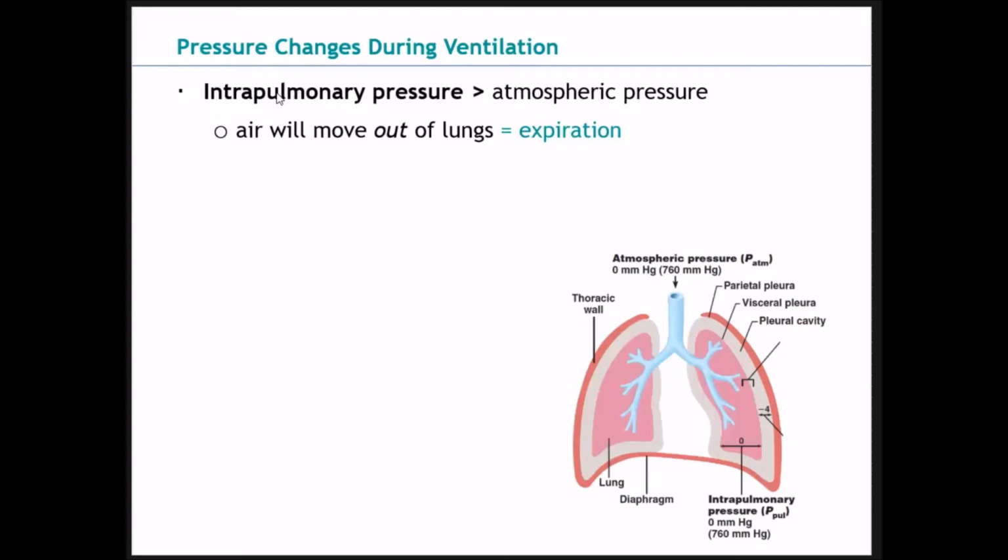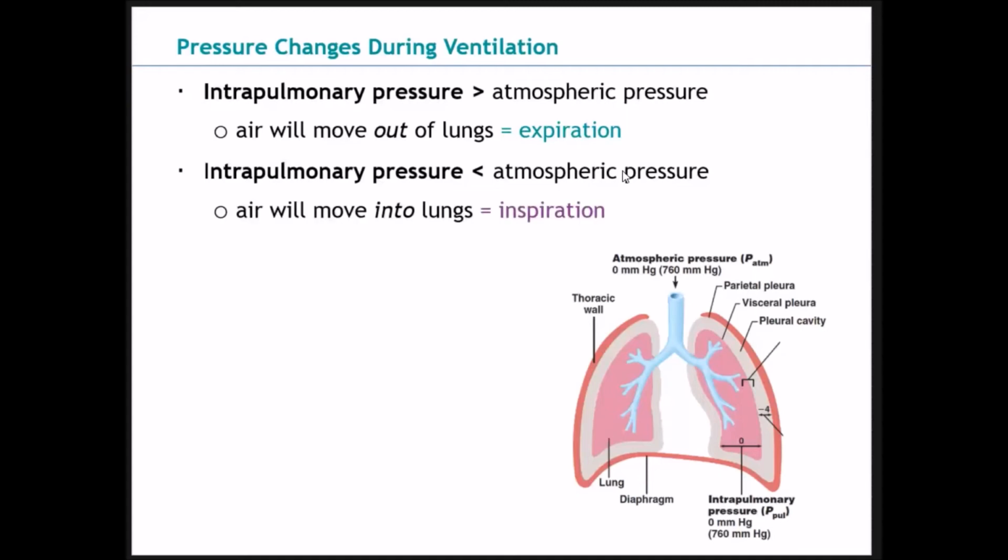So if the pressure in our lungs, so interpulmonary is the pressure within the lungs, is greater than the pressure in the atmosphere, then we're going to have expiration. So the air will move from higher pressure to an area of lower pressure. So it will move out. So that's expiration. The opposite occurs for inspiration. So now let's say atmospheric pressure is greater than our interpulmonary pressure. That means the air within the atmosphere will now move into our lungs, moving from high to low. So that causes inspiration.